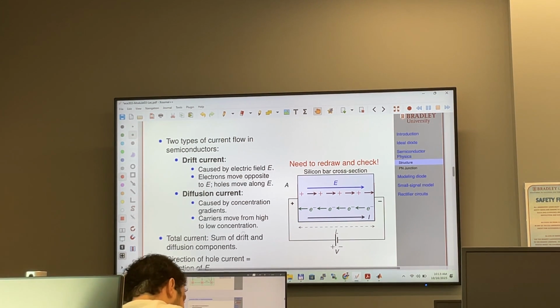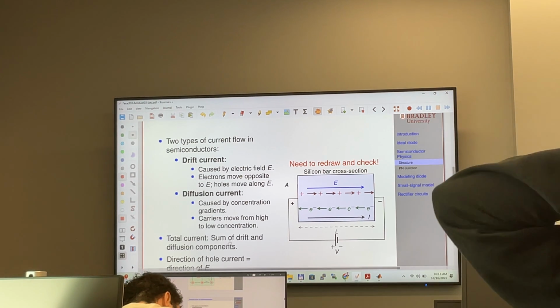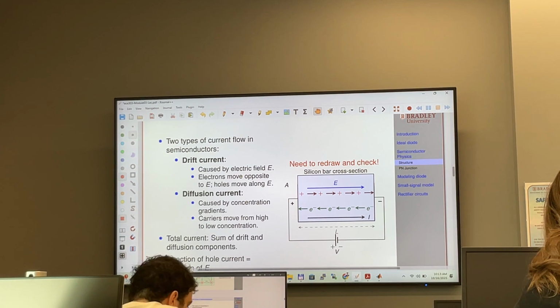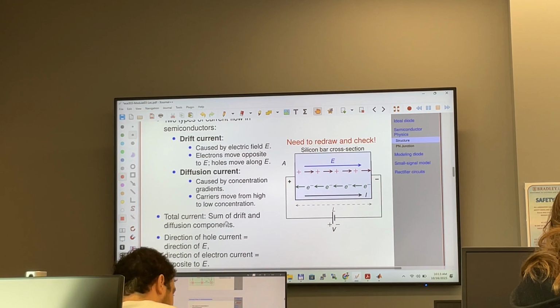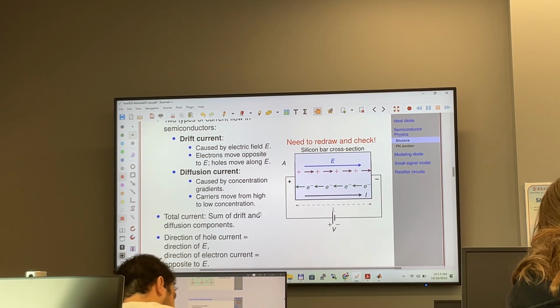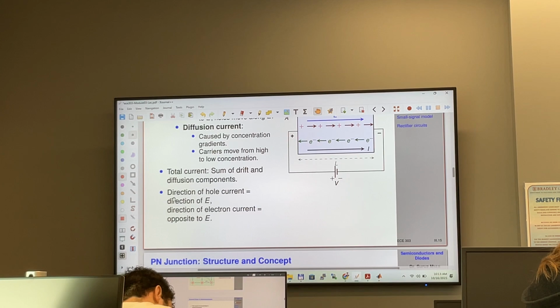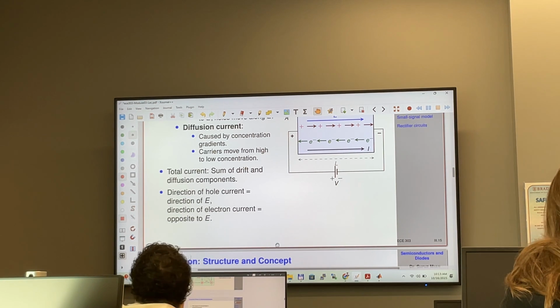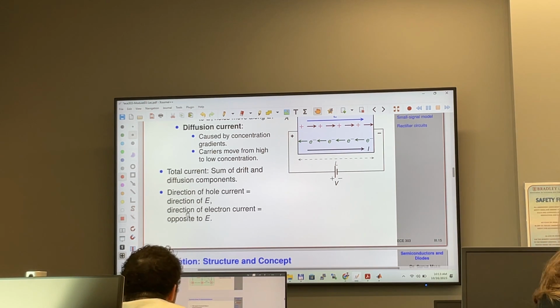And diffusion current is based on the concentration of charge carriers. Charge carriers move from high concentration to low concentration. So that becomes a diffusion current. So total current is going to be the sum of the drift current and the diffusion component. The direction of hole current is the direction of electricity, and the direction of electron current is going to be opposite to the electric field.